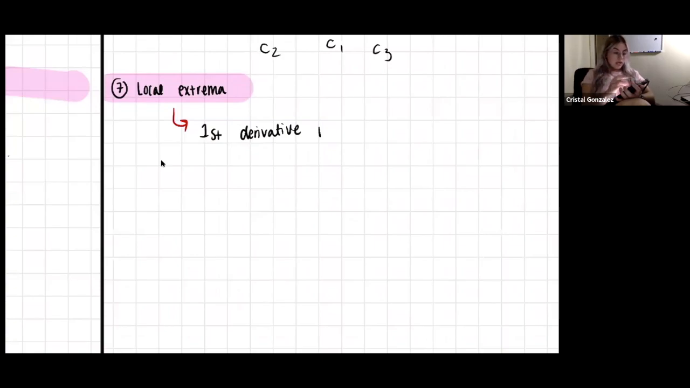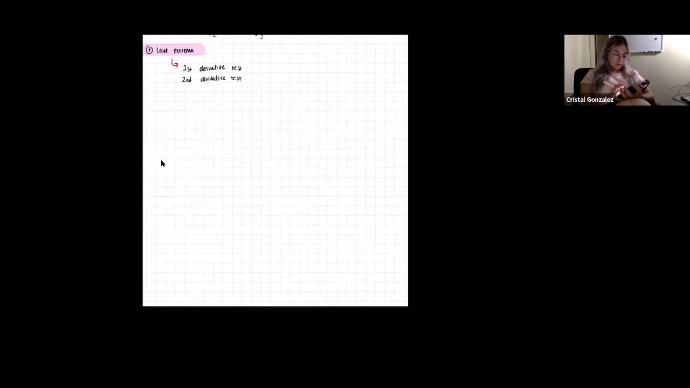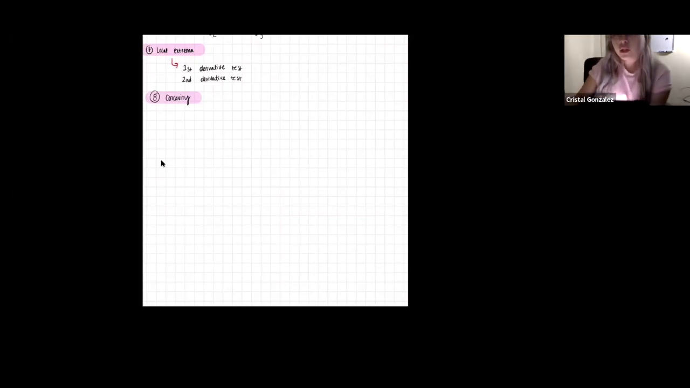Okay. And now our 8th step is to find our concavity. This is important because we want to know what the shape of the graph looks like so that we're able to graph it correctly. Is it concave up? Is it concave down? Is it making a happy face shape? Is it making a sad face shape? All these things are good to note when you're graphing functions.